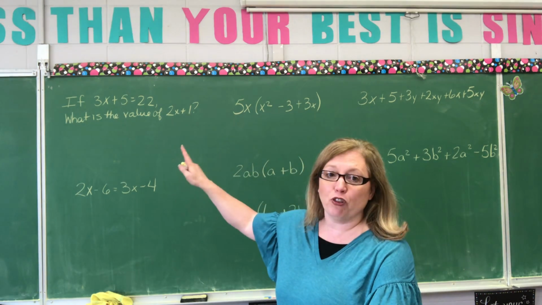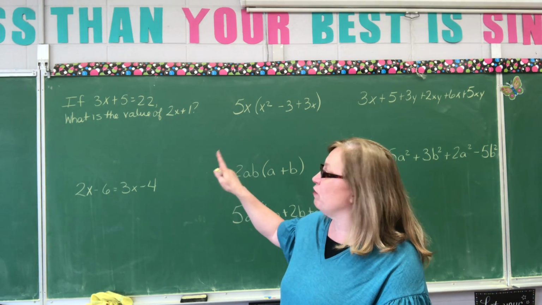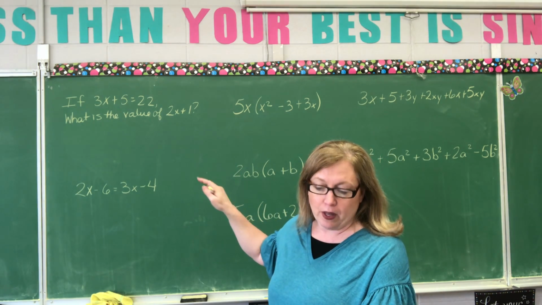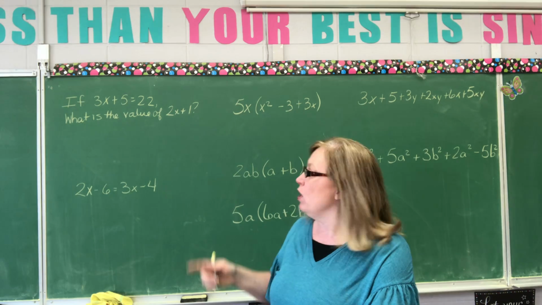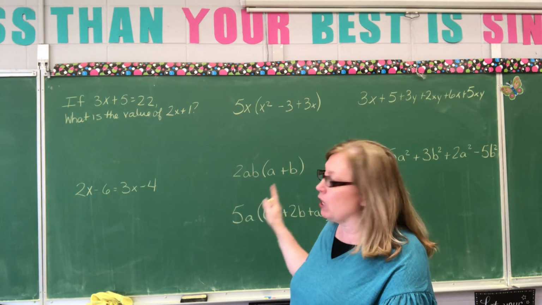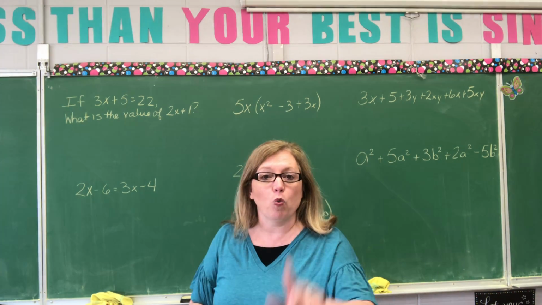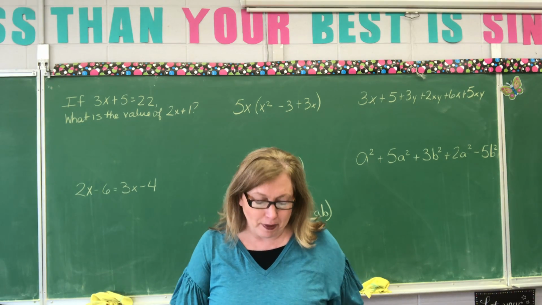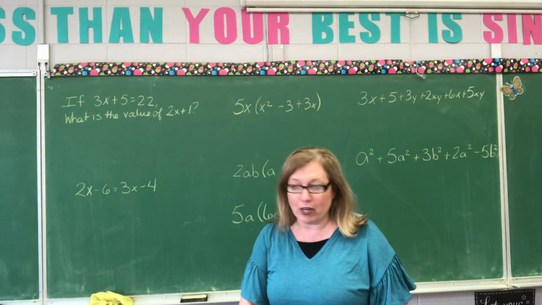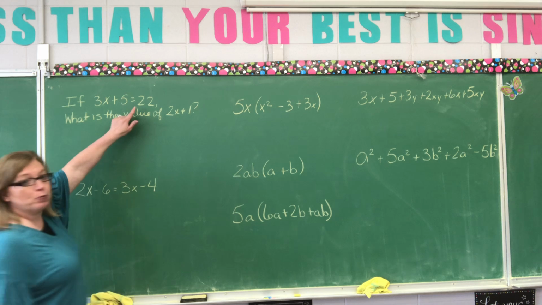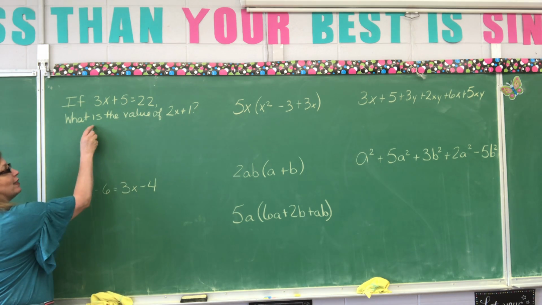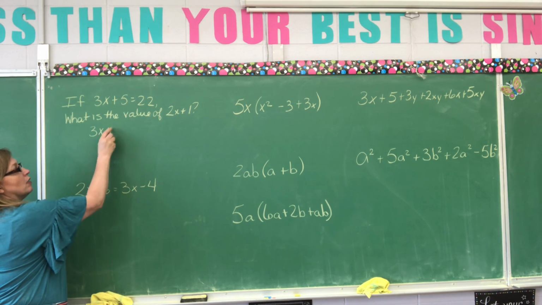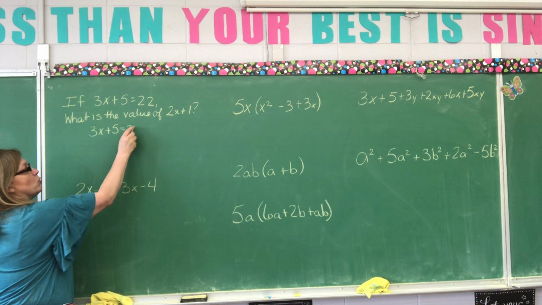It says, if 3x plus 5 equals 22, then what is the value of 2x plus 1? First of all, which one equation can we solve? We can solve 3x plus 5 is 22. So let's write that down. 3x plus 5 equals 22.